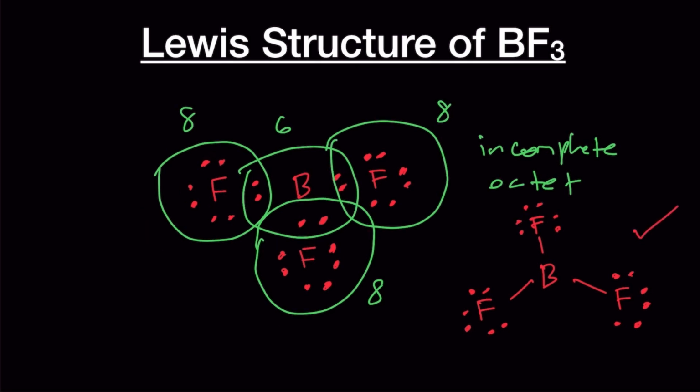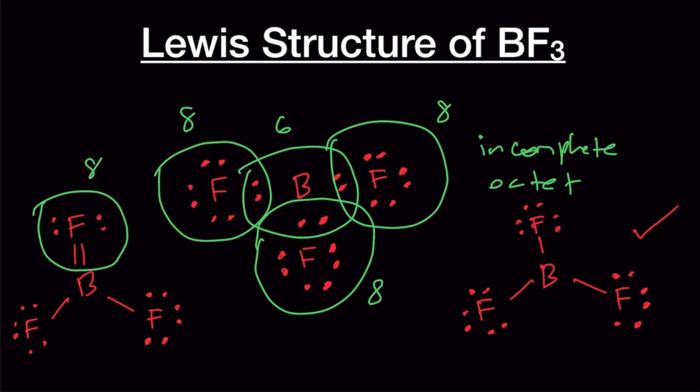Now, if we do bring a lone pair to the bond pair and write a resonance structure like this for BF3, it would satisfy the octet configuration because now all atoms have 8 electrons around it. However, this is still unfavorable. We have 8 electrons around each fluorine atom, 8 electrons here, 8 electrons here.